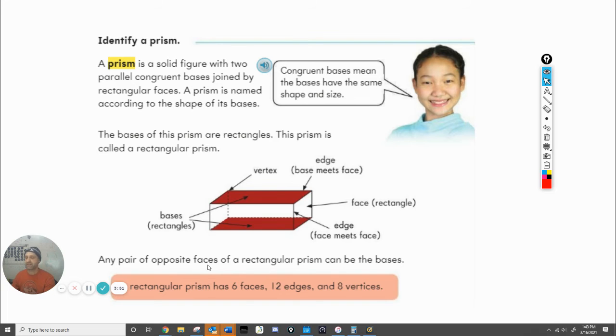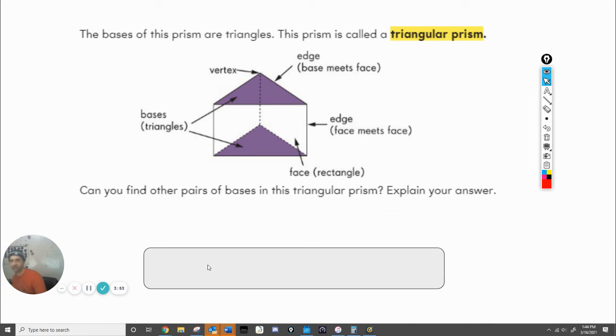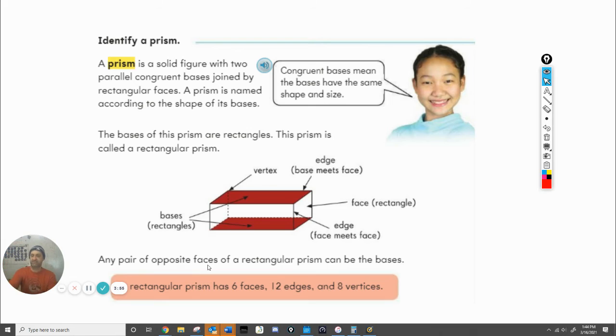With a rectangular prism, such as this, any pair of opposite faces can be the base. So I could have a base and a base, I could have a base and a base, or I could have a base and a base. That's how it works with rectangular prisms. And like the cube, another rectangular prism has 6 faces, 12 edges, 8 vertices. Memorizing those isn't super important. It's just being able to identify them.